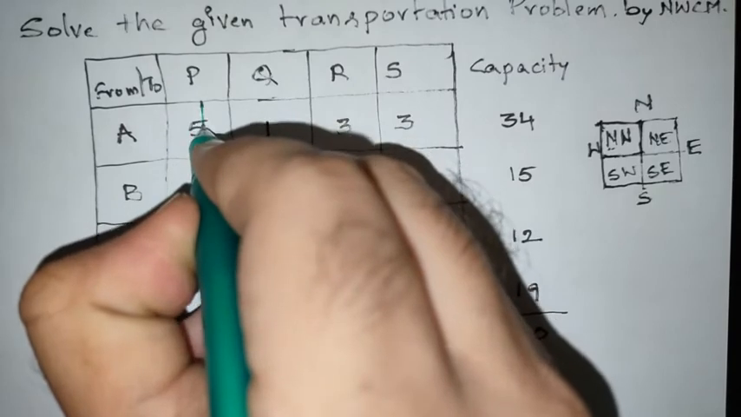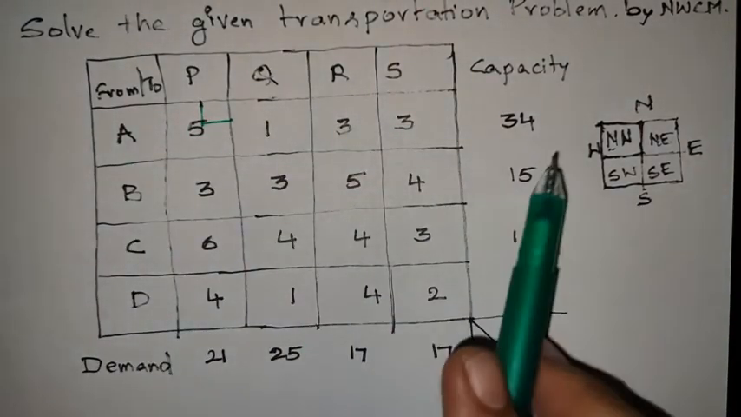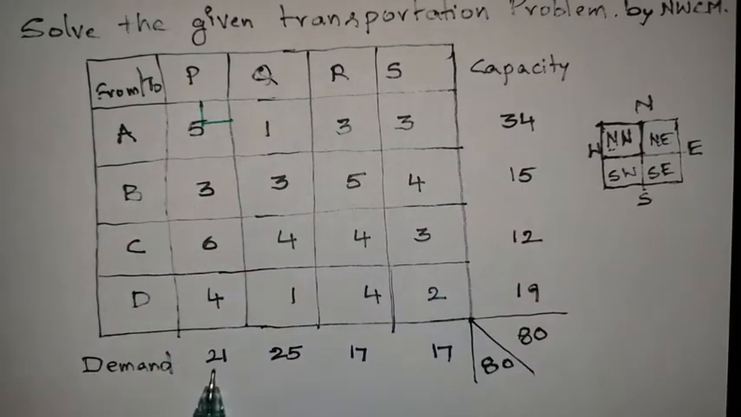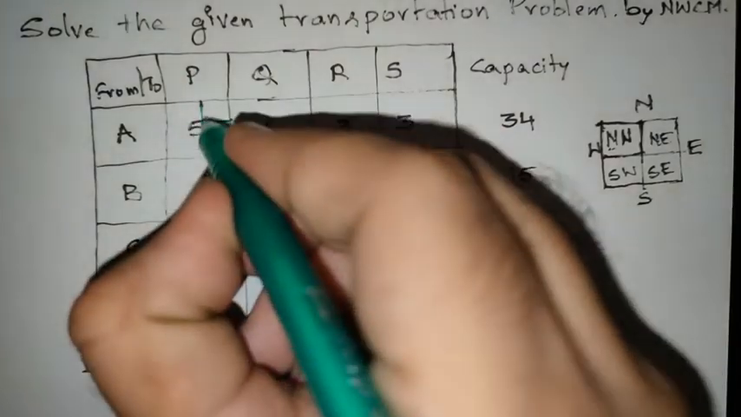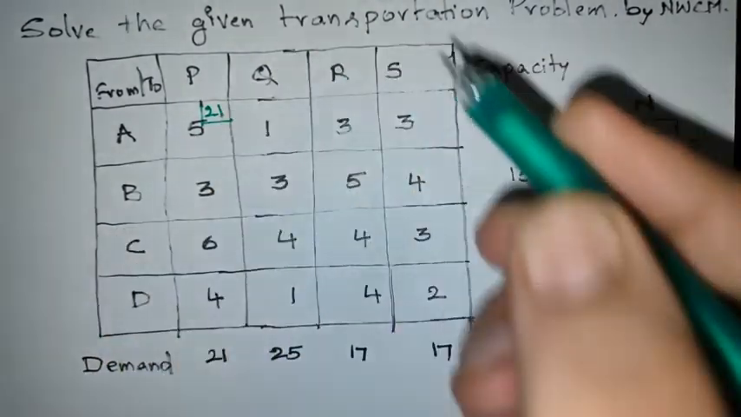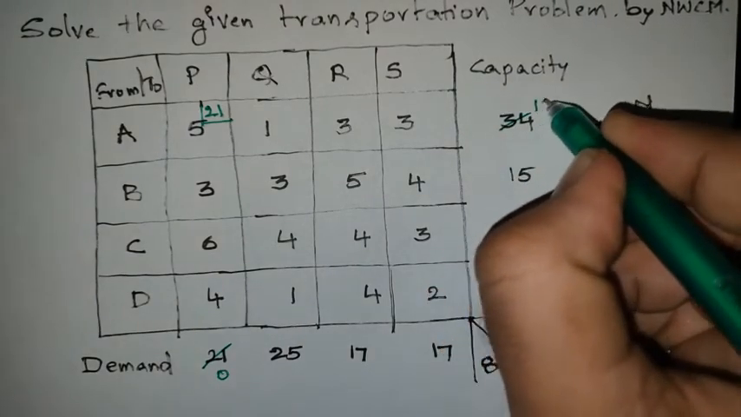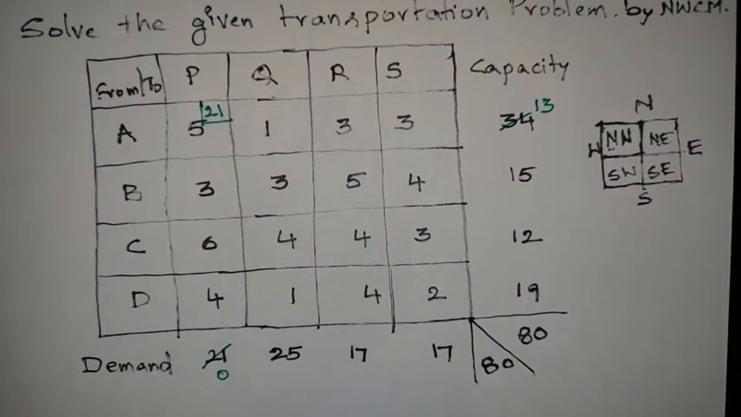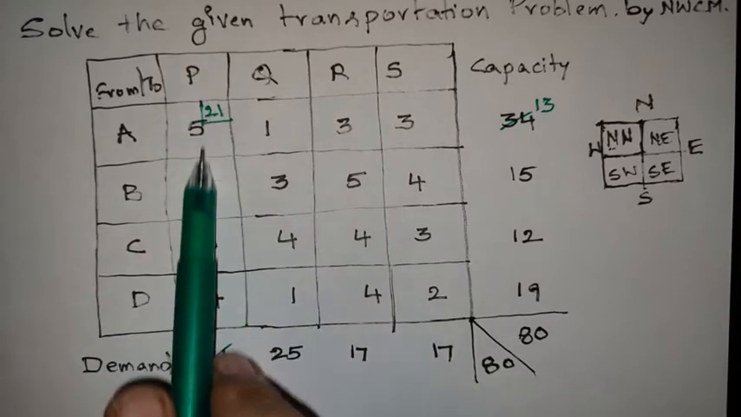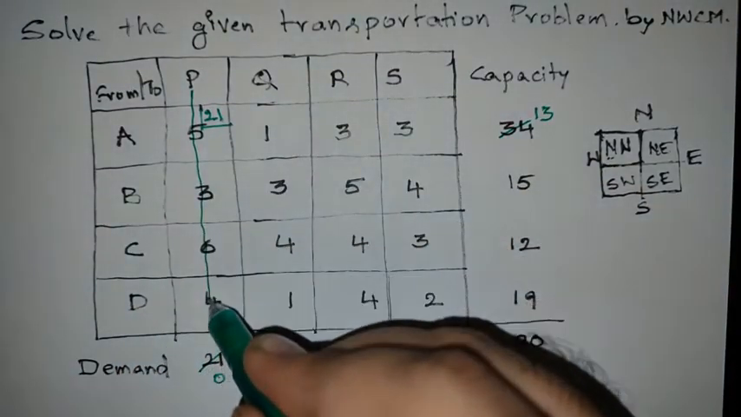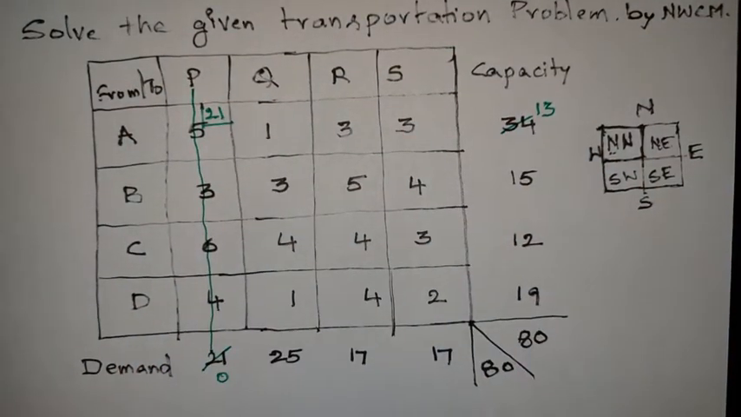Here I can supply 34 units, but the demand is only 21 units. So how many units do I require? Only 21 units. So the demand is satisfied and the remaining units here are 13. Here this column's demand became 0, so strike off that column.